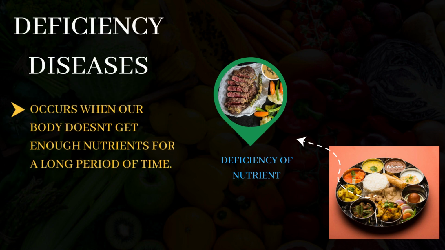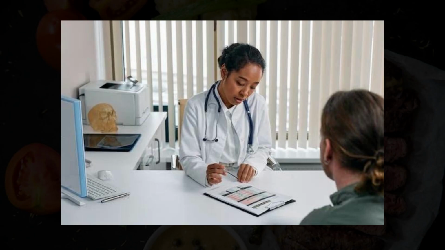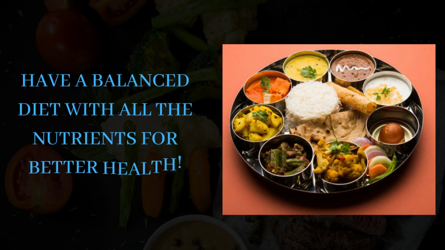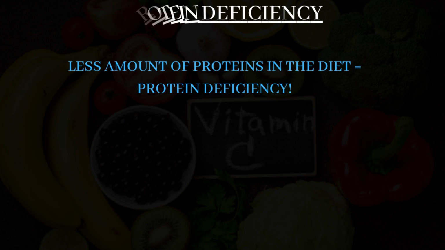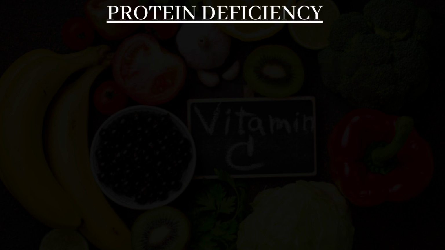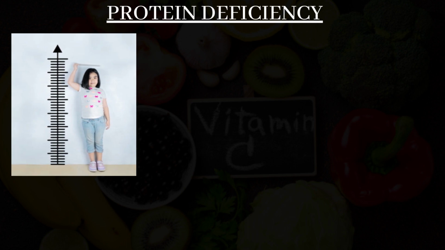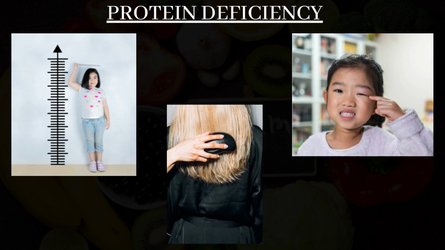In simple words, deficiency diseases occur when our bodies don't get the right nutrients for a long time, and this can make us sick. So it's important to make sure we're getting a balanced diet with all the necessary nutrients to keep our bodies healthy. If a person does not get enough proteins in his or her food for a long time, he or she is likely to have stunted growth, that is slow growth, swelling of face, discoloration of hair, skin diseases, and diarrhea.